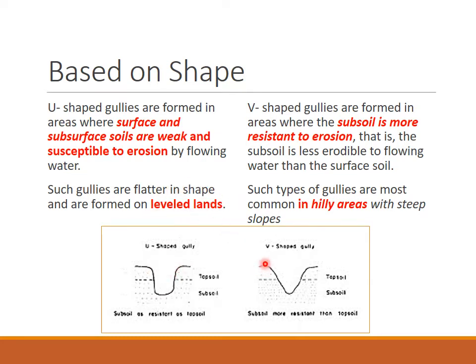Whereas in a V-shaped gully, only the topsoil will be getting eroded. The subsoil is not eroded, as the susceptibility is lesser for subsoil, so we get a V-shaped gully. This type of gully is formed in hilly areas. These are the major differences between U-shaped and V-shaped gully.